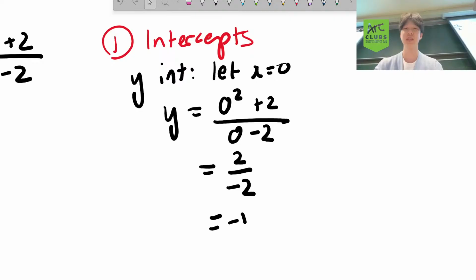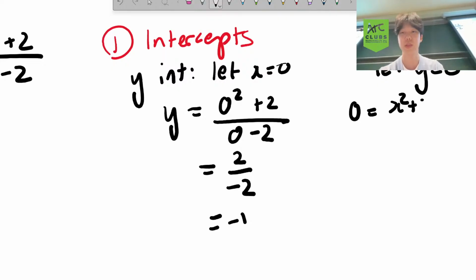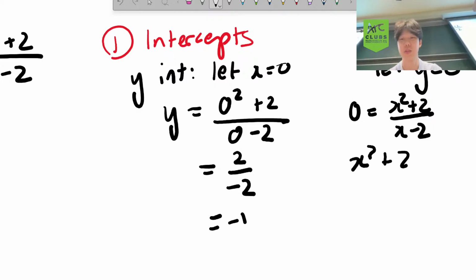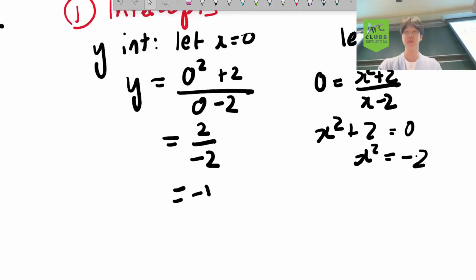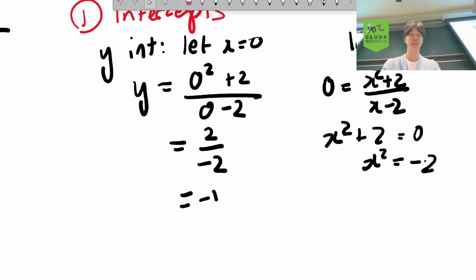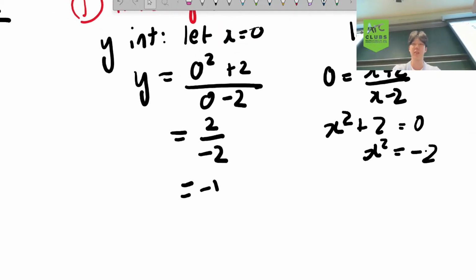And if we want to find an x-intercept, we can just let y be equal to 0. So we get 0 equals (x squared plus 2) over (x minus 2). Multiplying both sides by x minus 2, we get x squared plus 2 equals 0, so x squared is equal to minus 2. However, since x squared is always positive for real x, we can't have x squared be equal to minus 2, so there are no x-intercepts here.